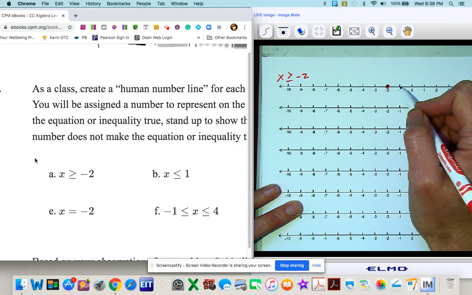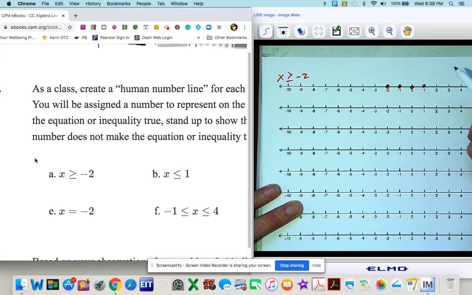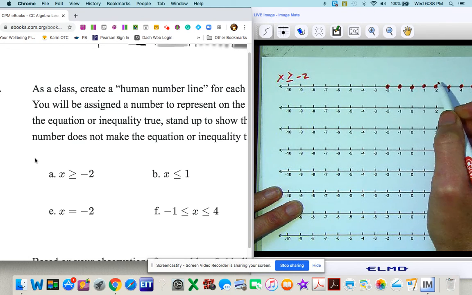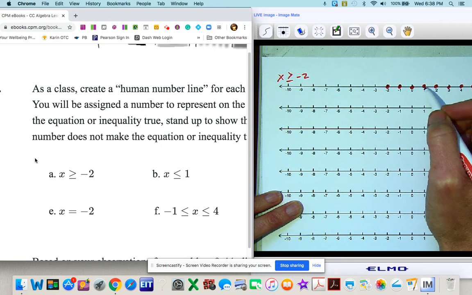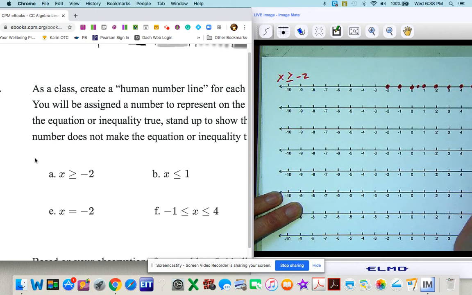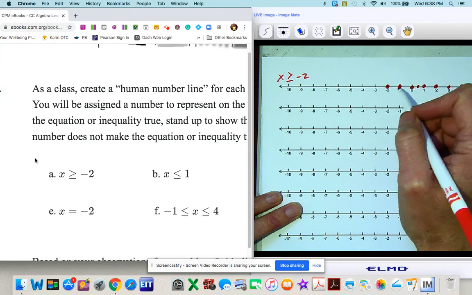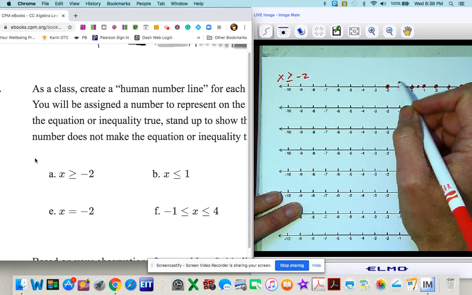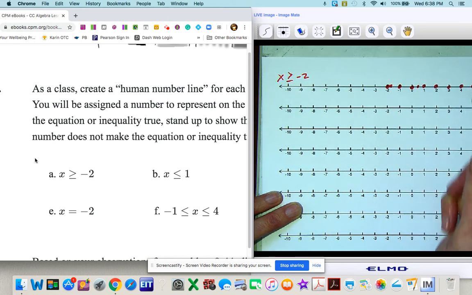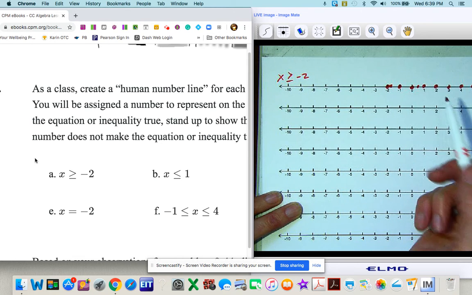Okay, how about -1? Yeah, that's true. 0, okay, 1, 2, okay. So all of these numbers are greater than or equal to -2. Now, how about 0.5? Is that greater than or equal to -2? That would have been a yes too. If I'd said negative 1.999, would that have been greater than or equal to -2? Yes, it would be. So any number -2 or higher would make this inequality true.